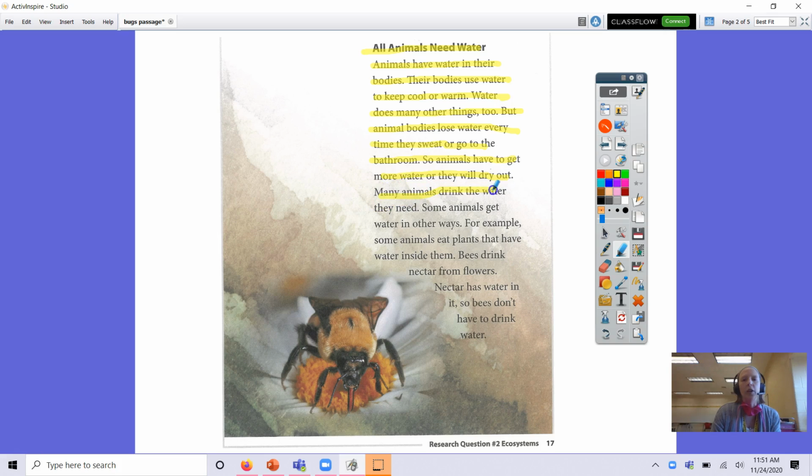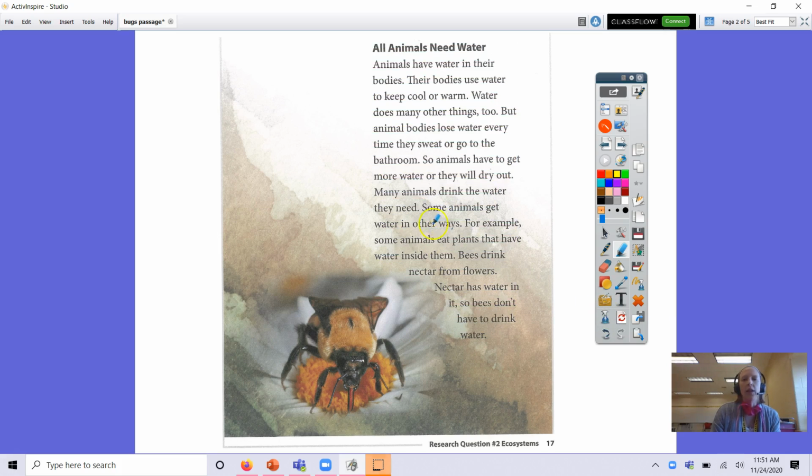Many animals drink the water they need. Some animals get water in other ways. For example, some animals eat plants that have water inside them. Bees drink nectar from flowers. Nectar has water in it, so bees don't have to drink water.